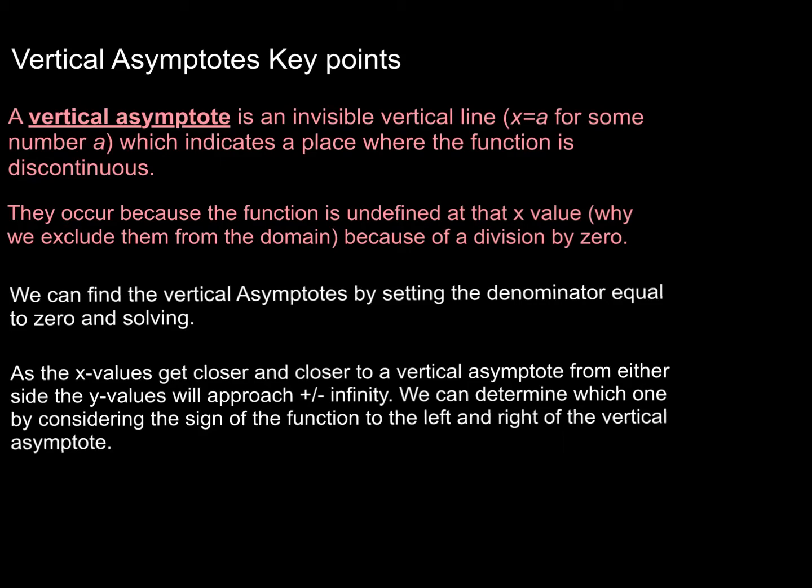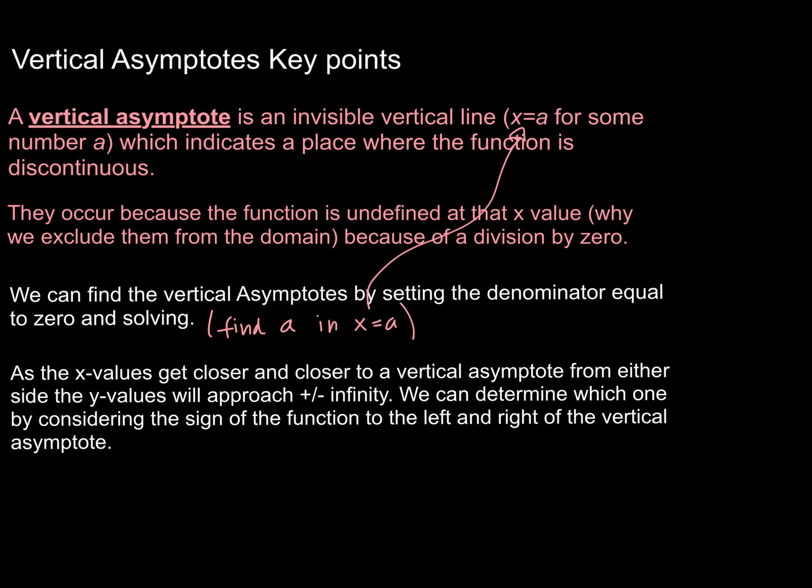These vertical asymptotes occur because the function is undefined at that x value. This is why we exclude that particular x value from the domain, because of the division by 0. So this really tells us how to actually find the vertical asymptotes. In order to find them, we just need to know where this undefined x value is. We can do so by setting the denominator equal to 0 and solving. And whatever value we get, that's going to be the value a that we'll use to determine our vertical asymptote. So you might want to mention here that this allows you to find the a value in x equals a, the vertical asymptote right there.